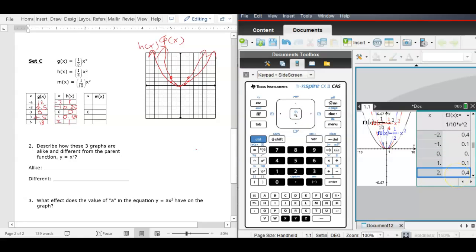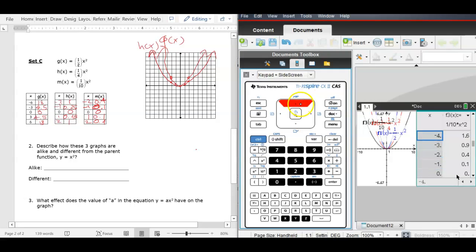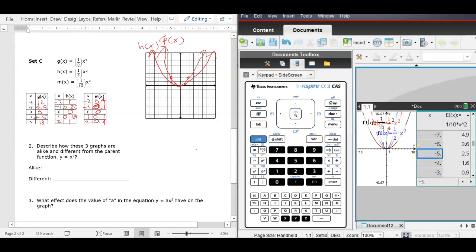All right, look at these tiny numbers. -2, 0.4, -1, 0.1, 0, 0, 1, 0.1, 2, 0.4. Okay, and let's keep going until we get some numbers here. Okay, they're all decimals, but 1, 2, 3, 4, 5, 2.5, way out here, and then positive 1, 2, 3, 4, 5, 2.5 is going to be wider.